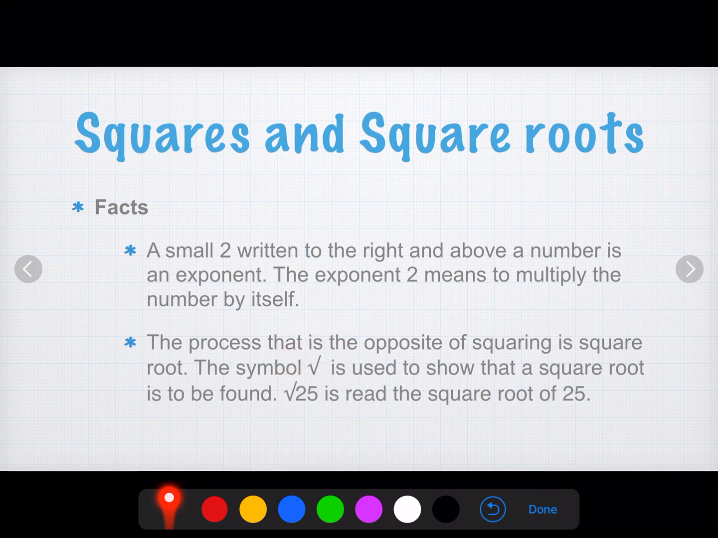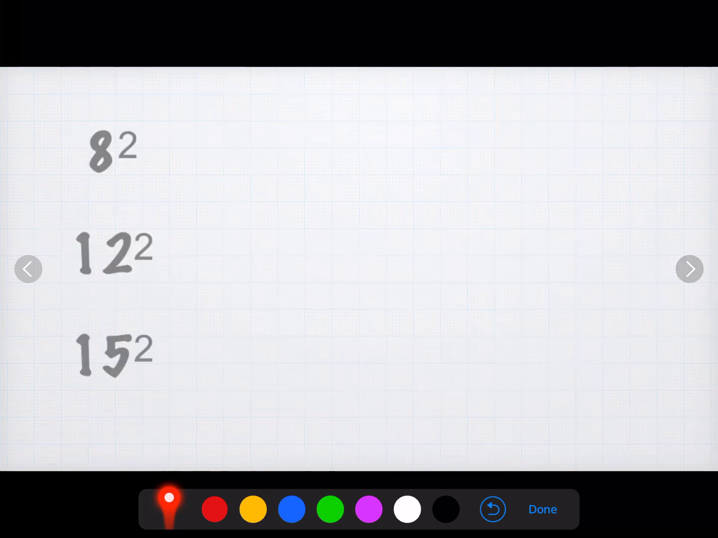It says a small 2 written to the right and above a number is an exponent. The exponent 2 means to multiply the number by itself. So you're multiplying that number by itself twice. But moving on to the fact of square root, it says the process that is the opposite of squaring is square root. The symbol, so using this symbol right here, is used to show that a square root is to be found. So that symbol, 25, is read the square root of 25.